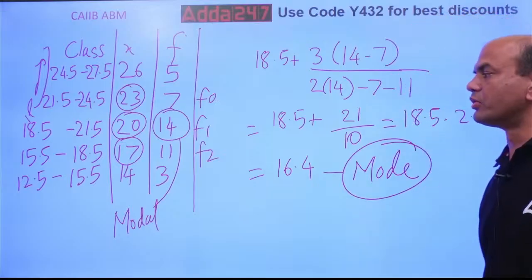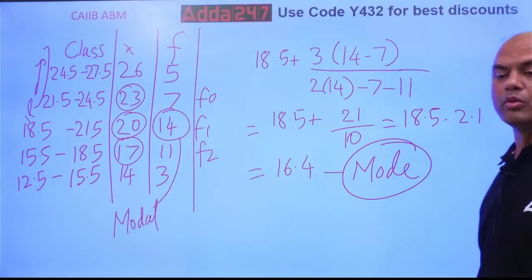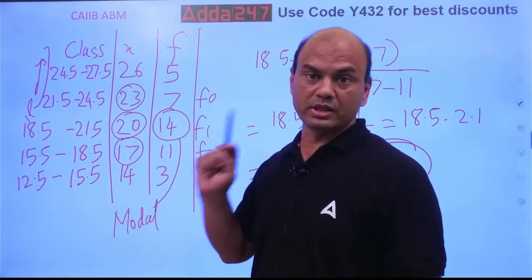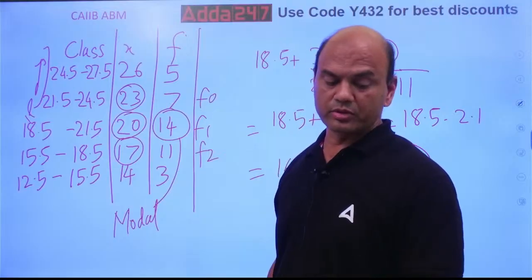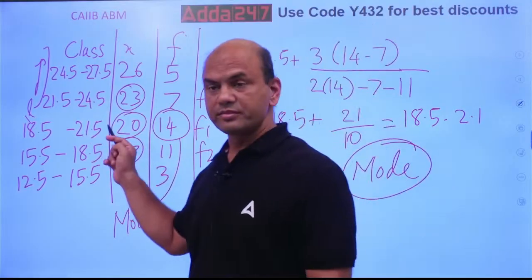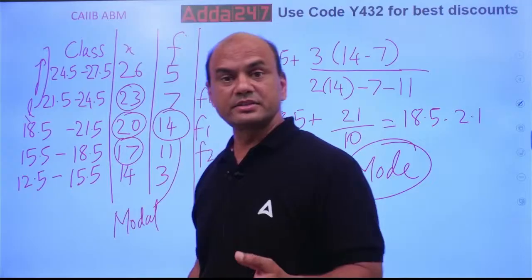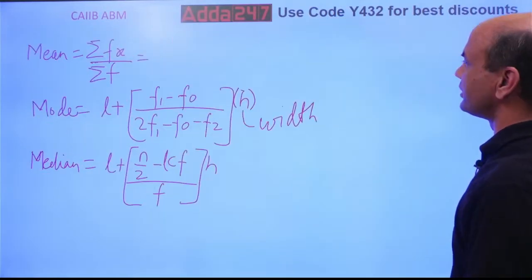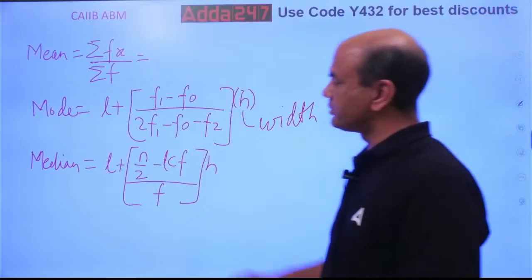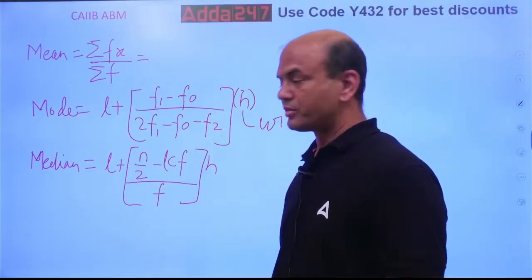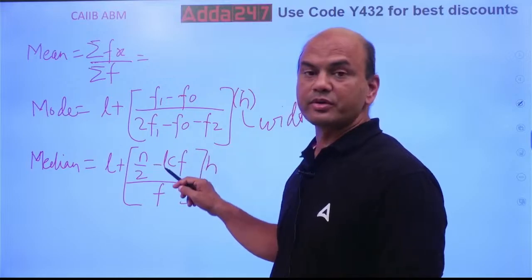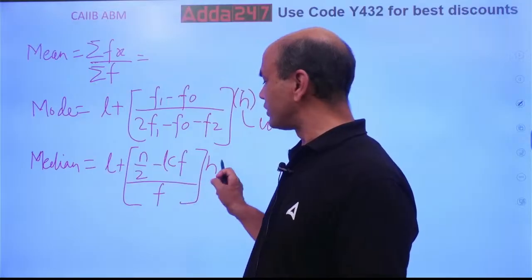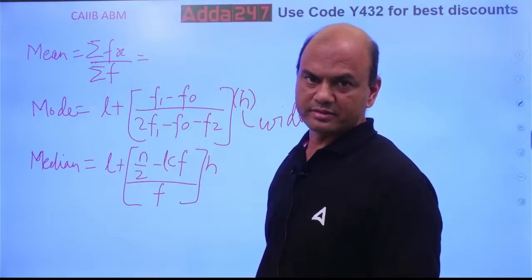This is your mode. Kindly note this. Modal class is important. You have to find out the modal class first for finding out the mode. Okay. Next one is median. Median is also a similar formula. See this. Median formula is what? L plus n upon 2 minus LCF upon F into H. LCF means less than cumulative frequency. H is again width.